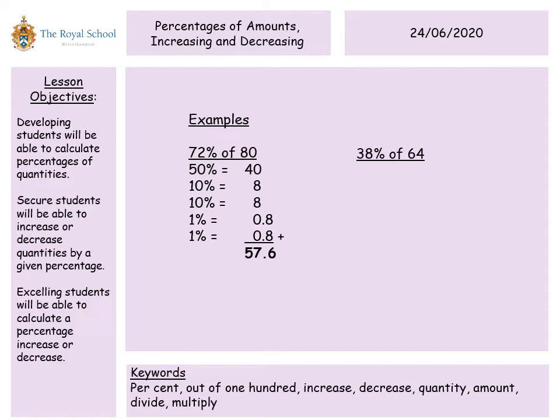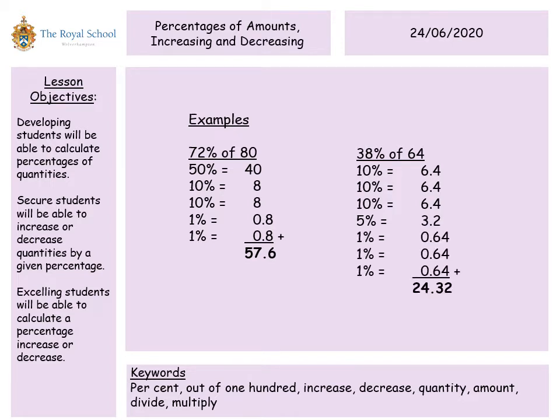Now, I'll leave this one for you to have a look at, so if you'd like to pause the video until we work it through, but do show some working out, especially if you're calculating these mentally. So 38% of 64, we might start off with 3 lots of 10%, and then we need our 8%, so we could do a 5 and 3 ones. Add those together, and we should have our answer of 24.32.